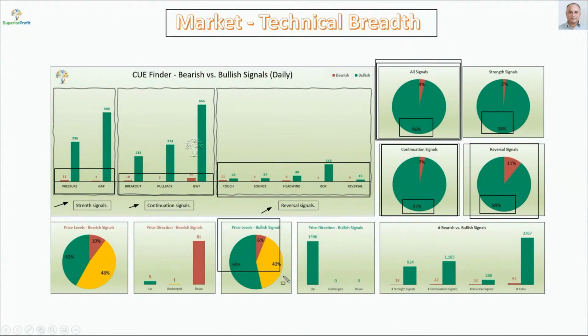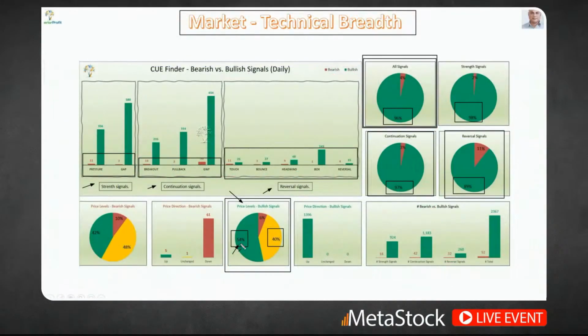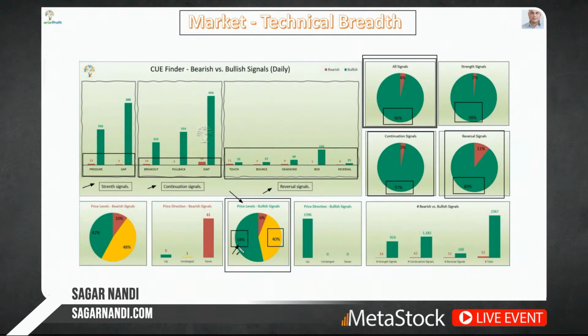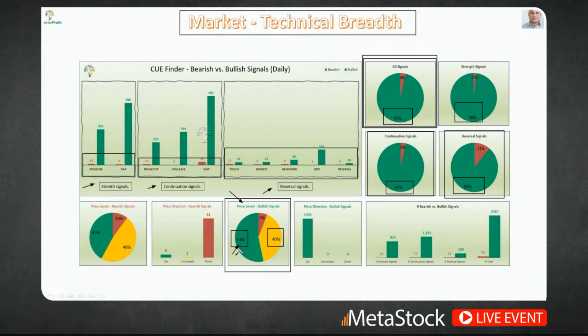In a healthy uptrend, the price level of stocks from where the bullish signals come should be in the middle, the yellow zone. In this picture, we see the percentage of stocks giving bullish signals is 54. They are already at a very high price level. So this 50% of the bullish signals are coming from stocks which are already at an extreme high price. That is a warning signal that it is getting overbought, overheated at technical breadth level.